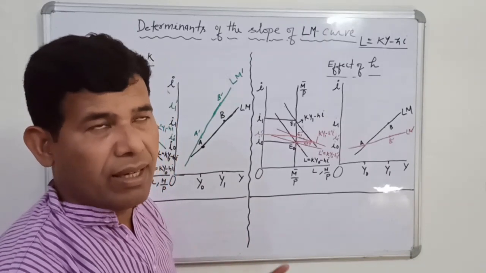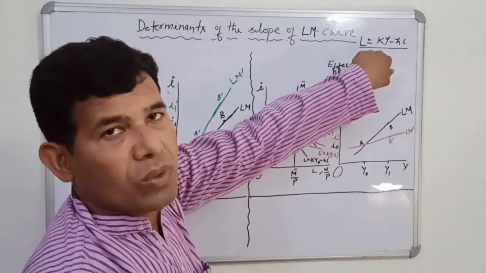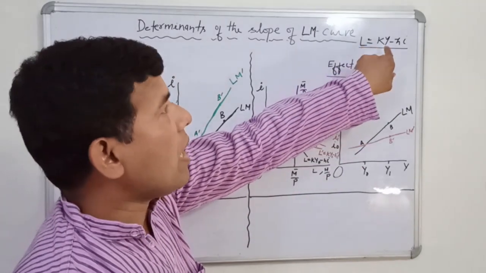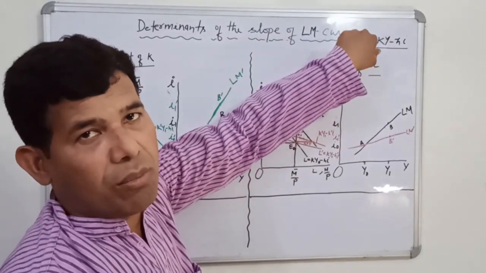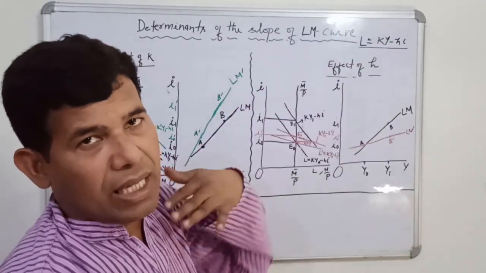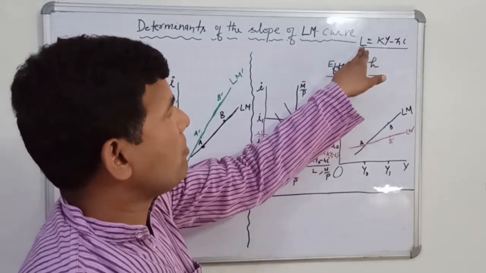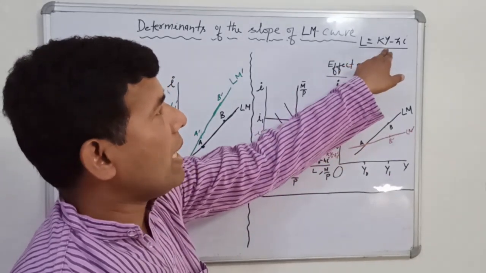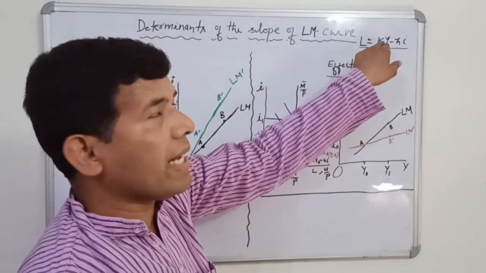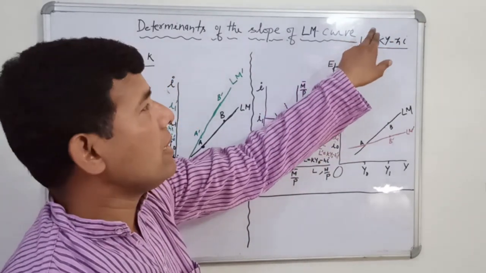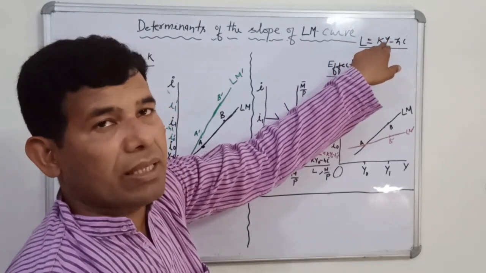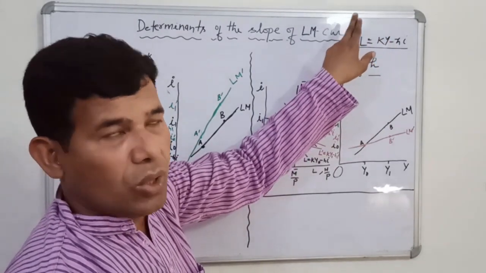What is K? K is a parameter which shows how much portion of income would be kept in the form of money. So this positive relationship between money demand and Y is shown by K. If K is higher, for the same income, money demand would be higher. If K is lower, for the same income, money demand would be lower.